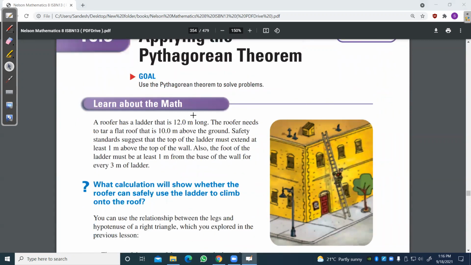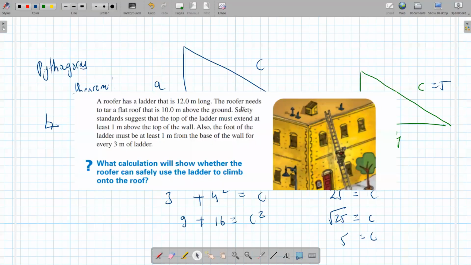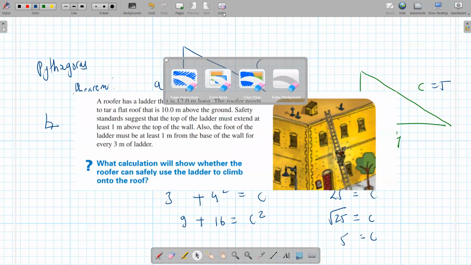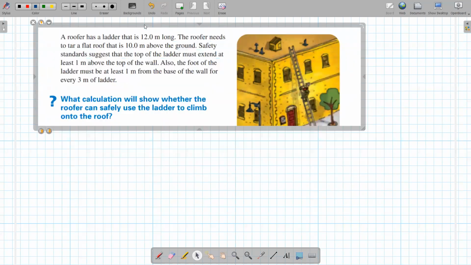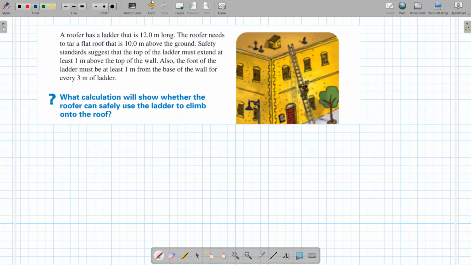All right, let's try and attack this question. And the math is easy. It's always the word problems where you have to convert the thingy into math. That's kind of hard. All right, let's try and make a rough sketch out here. A roofer has a ladder that's 12 meters long, and he needs to tar a flat roof that is 10 meters above the ground.